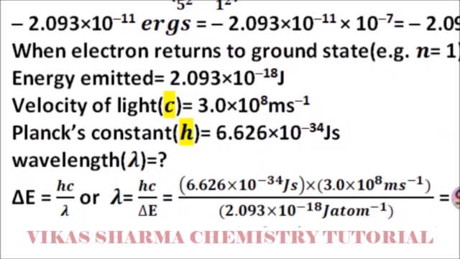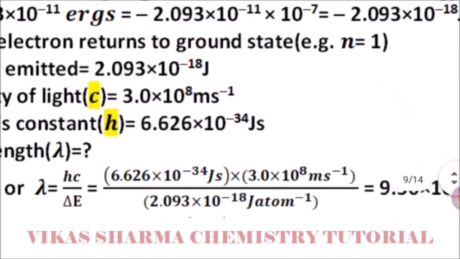The wavelength is asked in the question, so we put the formula. ΔE is equal to hc divided by lambda, or lambda is equal to hc divided by ΔE. After putting the value, Planck constant value is 6.626 × 10^-34 joule second. Then put the value of velocity of light, it is 3.0 × 10^8 meter per second divided by 2.093 × 10^-18 joule per atom.